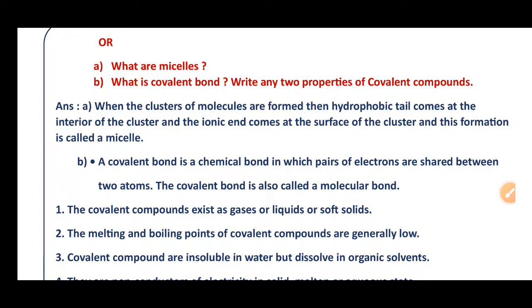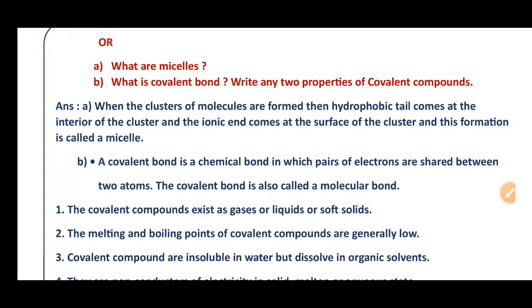we are cleaning our clothes with the help of detergents. Okay, micelles are formed, ball like structures. Then this is the A question. Then B question. What is a covalent bond? A covalent bond is a chemical bond in which a pair of electrons are shared between 2 atoms. The covalent bond is also called as a molecular bond.